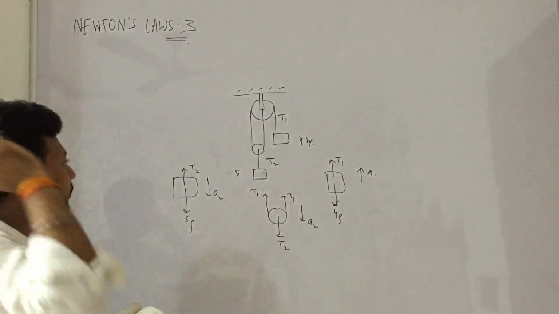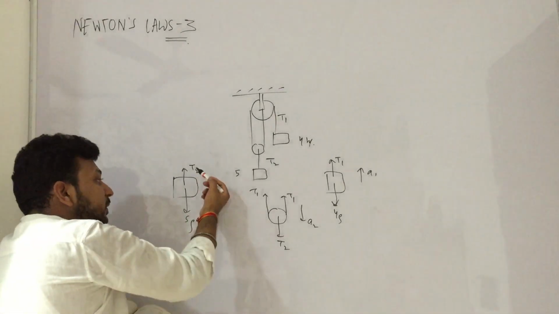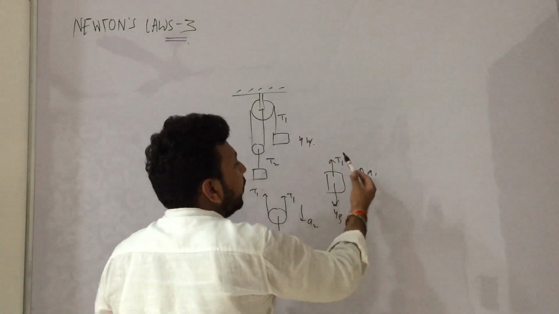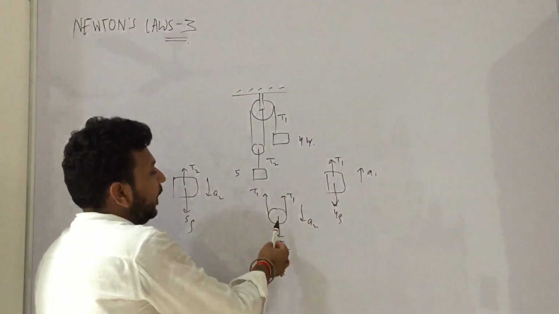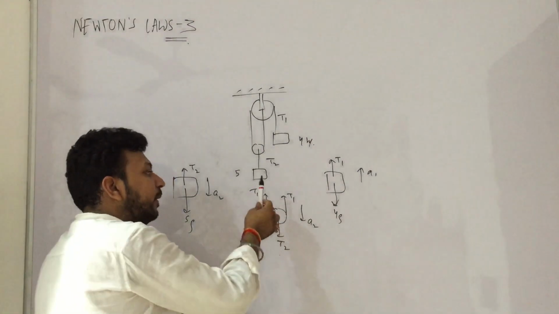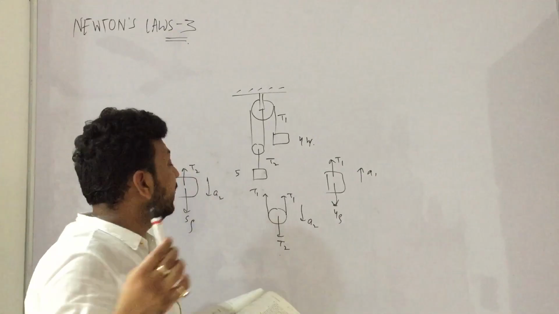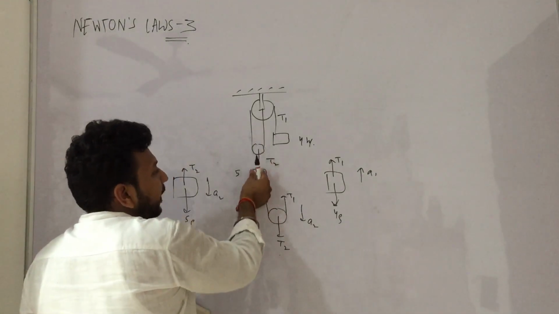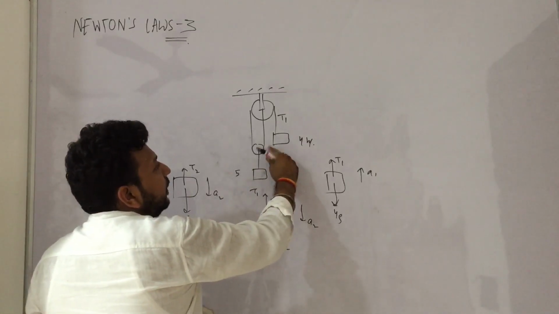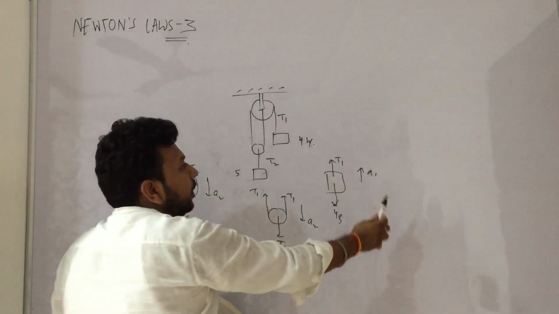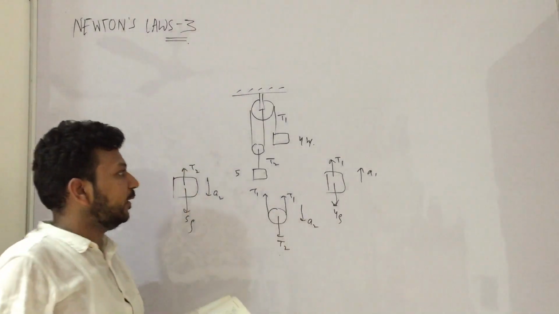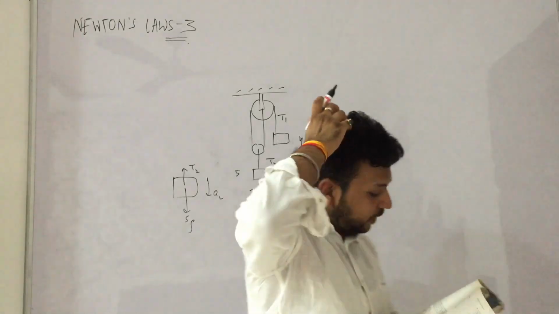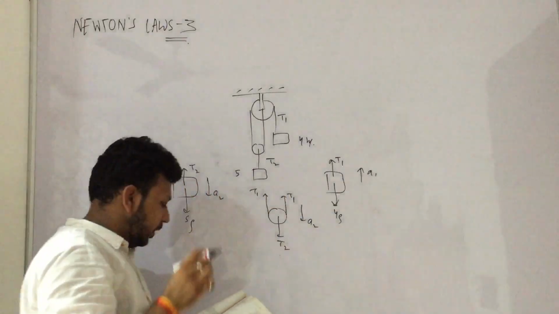And what is the equation? 5G minus T2 is equal to 5A2. T1 minus 4G is equal to 4A1. And T2 minus 2T1 is equal to mass into acceleration, mass is 0, so T2 is equal to 2T1. And again, if I pull this down, it has to come by 1 meter. 2 meter string we need, and this comes by 2 meter. So A1 will be 2 times A2. Again, simple question. You can solve this.